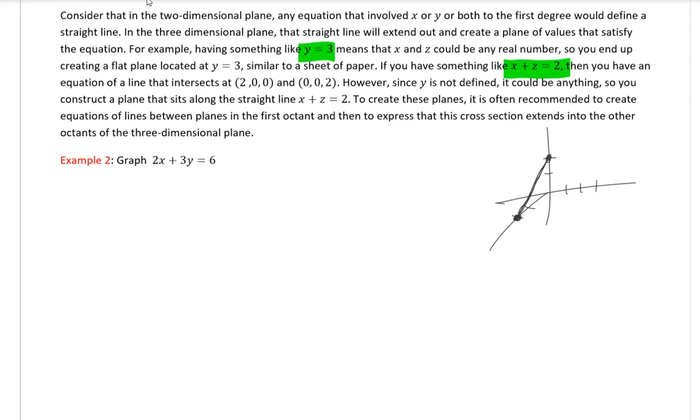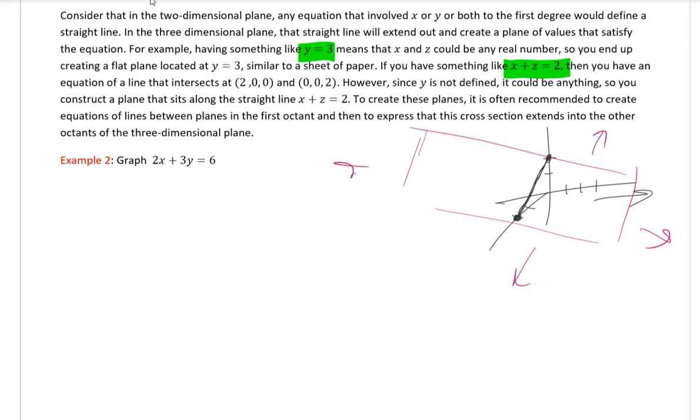However, again, this could be true for any y values. So this actually is creating a plane like so. And this plane continues on in infinity in all directions. So you're creating a slanted sheet of paper. This is how I'm going to define most of these equations. I recommend trying to solve for each of the variables, placing those points down, and then connecting those as a plane.